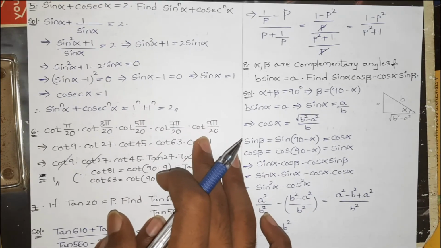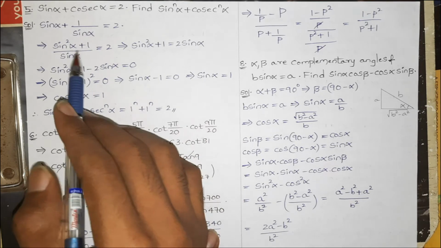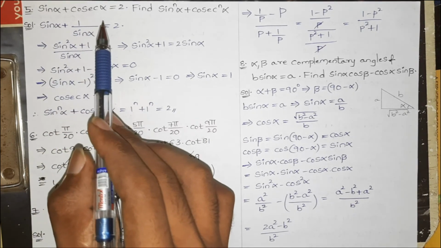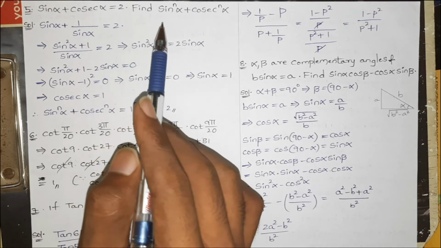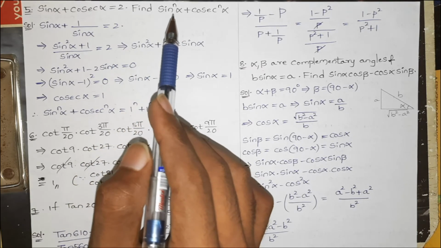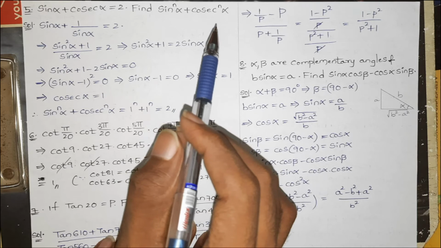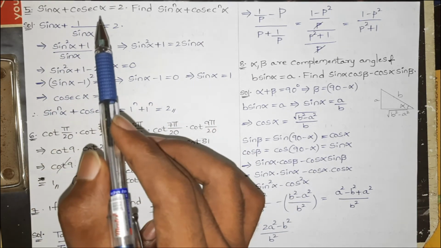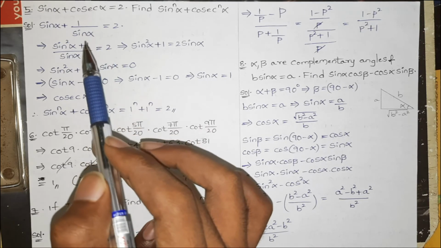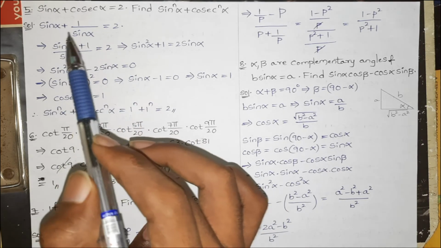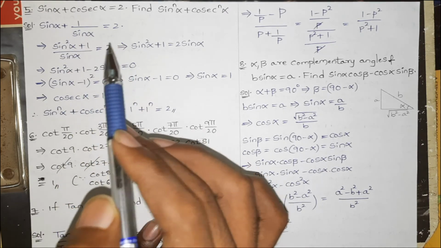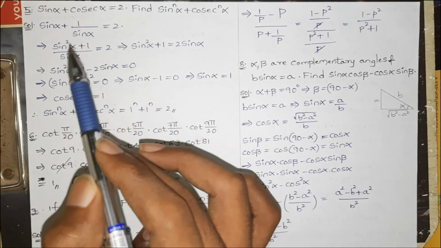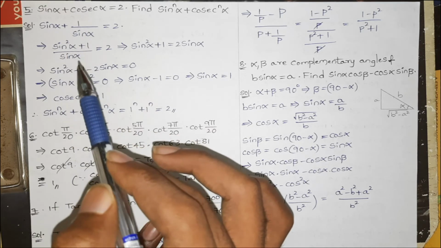So let's move on to the next question. Given sine alpha plus cosecant alpha is equal to 2, find sine alpha whole power n plus cosecant alpha whole power n. So we can write this cosecant alpha as 1 by sine alpha, that is sine alpha plus 1 by sine alpha equal to 2, and by multiplying here we'll get sine square alpha plus 1 by sine alpha is equal to 2.